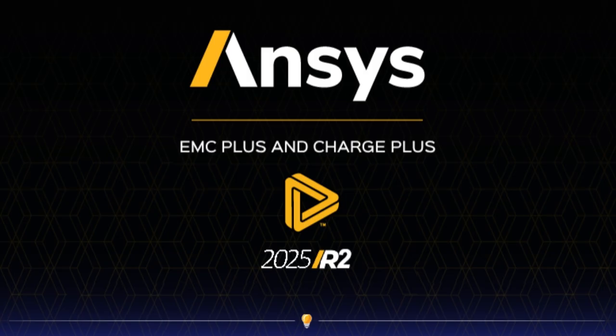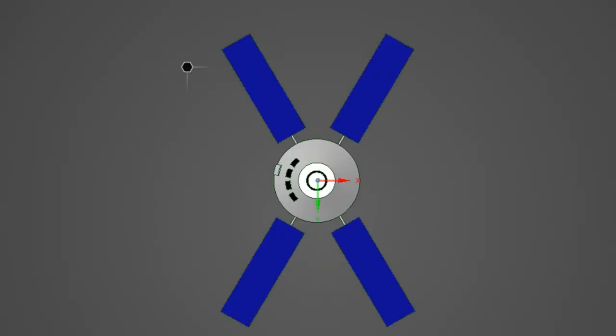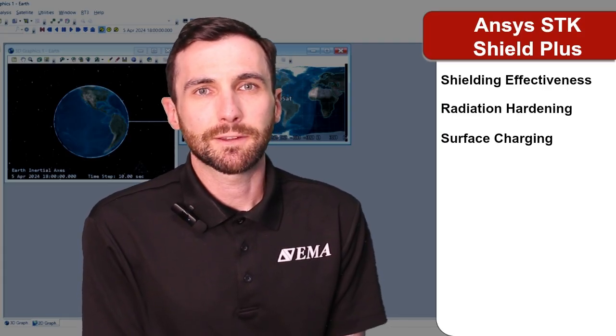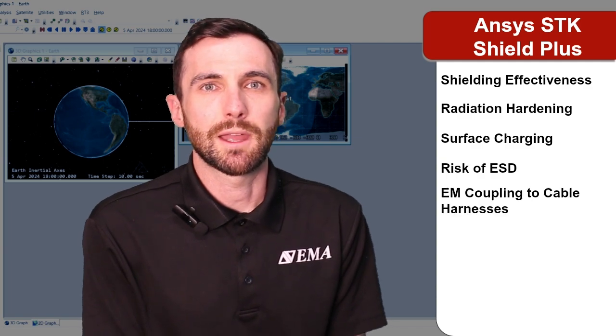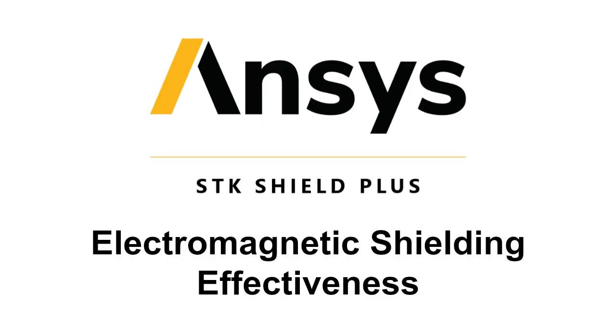Ansys STK Shield Plus is a product built upon the capabilities of Ansys EMC Plus and Ansys Discharge Plus, with the idea in mind to have access to the complex physics and numerical solutions within those products in a more streamlined way. The idea is to provide Ansys STK users with the ability to assess shielding effectiveness from electromagnetic radiation, radiation hardening, surface charging effects, the risk of electrostatic discharges, and any electromagnetic coupling to cable harnesses on any types of missions.